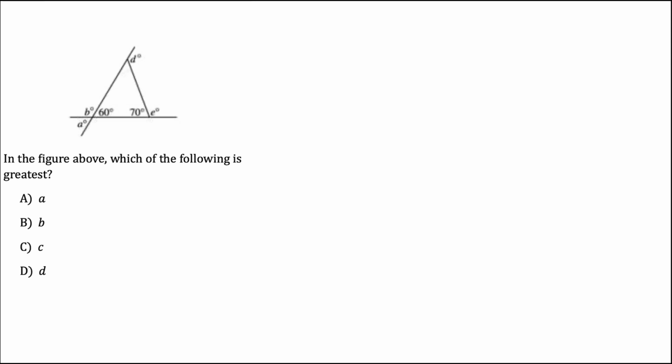So let us move on to the next question. So in the figure above, which of the following is greatest? So the two angles are 60 degrees and 70 degrees. The sum of the two angles is 130. So therefore the third angle must be 50 degrees. Angle A and 60 degrees, they are vertically opposite. So therefore the measure of angle A is 60 degrees.